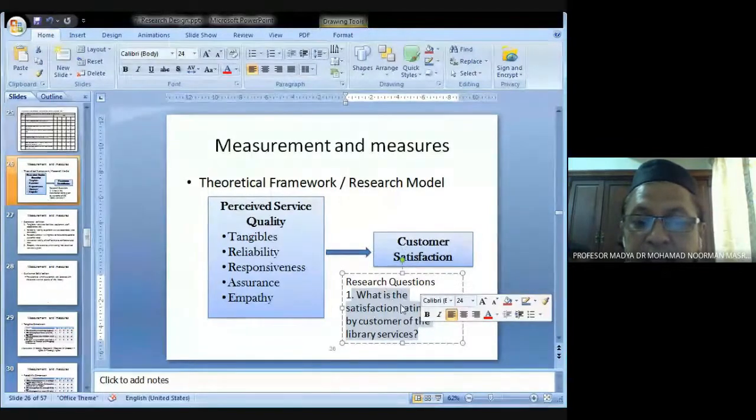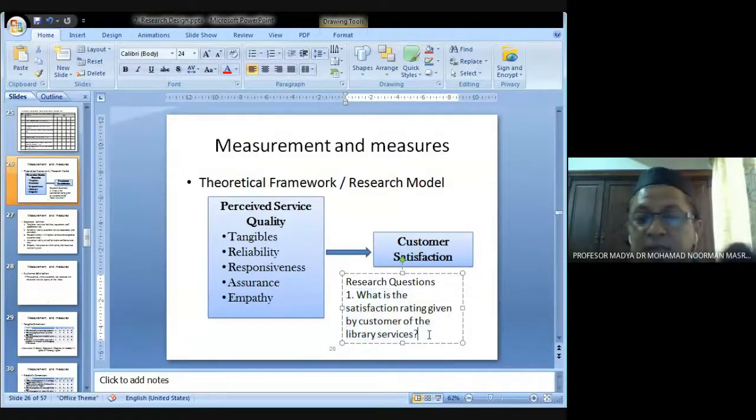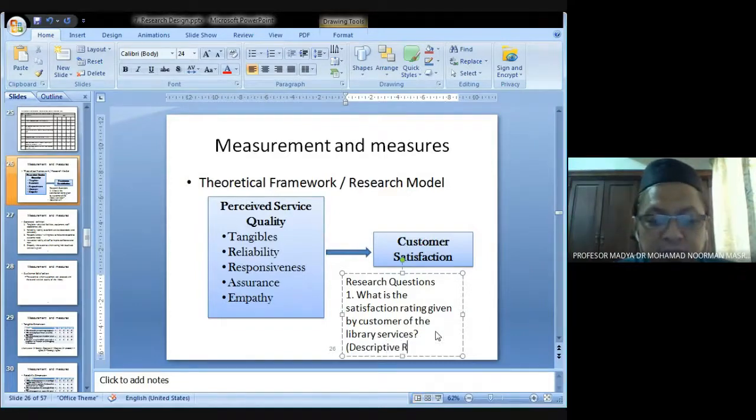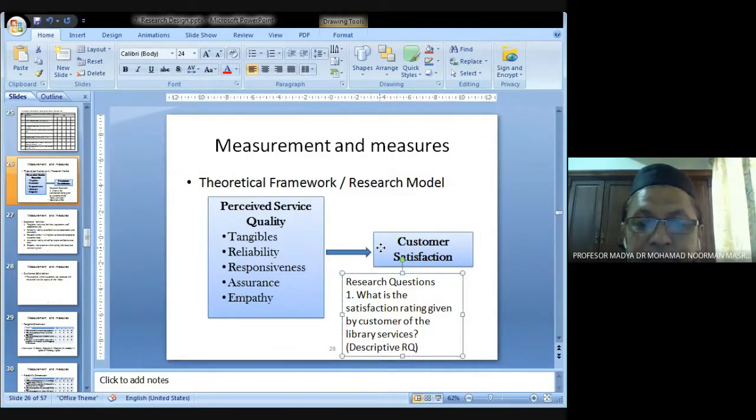What is the satisfaction rating given by customer of the library services? So this is focusing on the DV. So this is called descriptive research questions. Okay, descriptive research question. Descriptive research questions, focusing on this one.